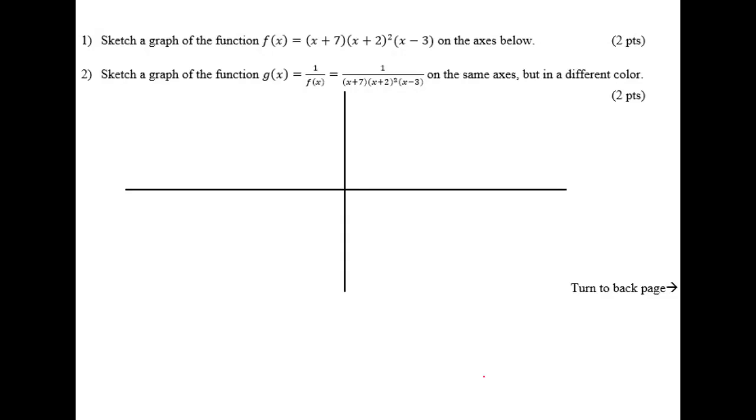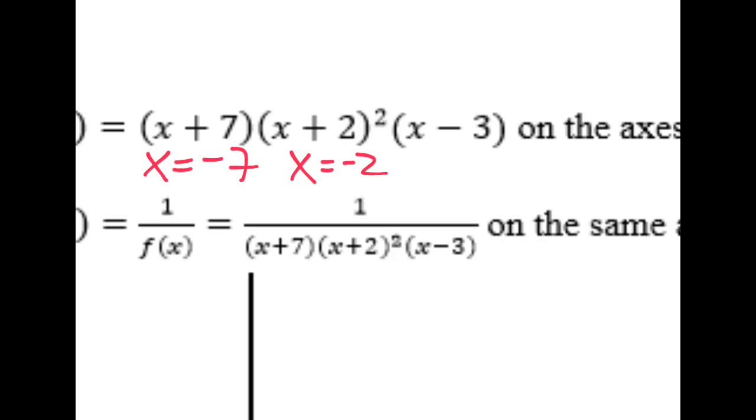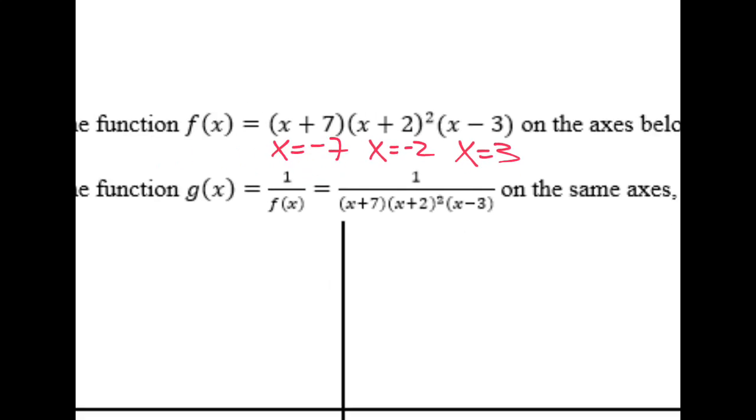So, problem number 1 is sketch a graph of the function f of x equals (x plus 7)(x plus 2) squared (x minus 3). Now, remember, the first thing we want to do is identify where our zeros are. In this case, it's always going to be the opposite of whatever we're adding to our x values. So since we have x plus 7, that will correspond to a zero at x equals negative 7. X plus 2 will get us a zero at x equals negative 2, and x minus 3 will give us a solution at x equals positive 3.